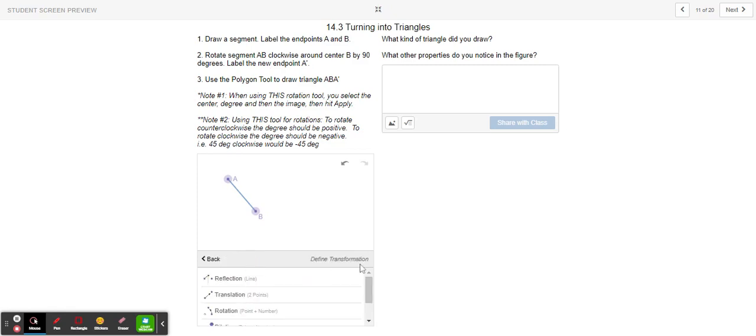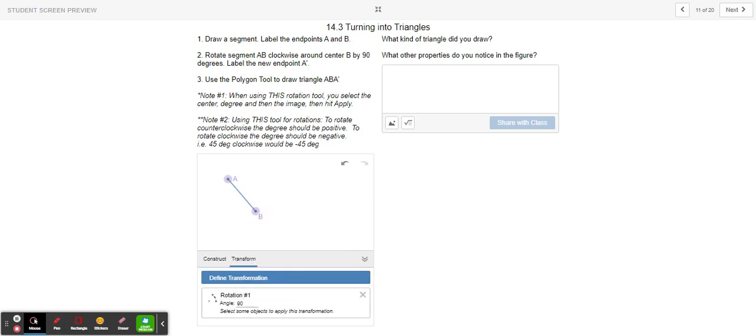I clicked on define transformation so I can choose one. I want a rotation. So we're only going to use these top 3. Click on rotation. It tells me here what to do next. Next, choose the point in the center. It told me up here, rotate it around center B. So I'm going to choose B. Now it's giving me the option to enter my angle. I wanted a 45 degree angle clockwise, so I'm going to have to make it negative 45 degrees.